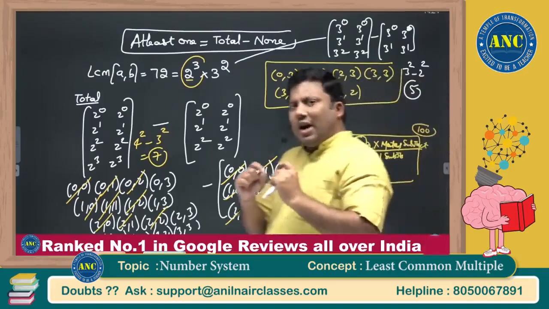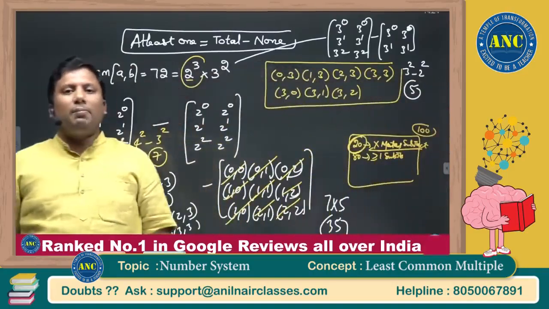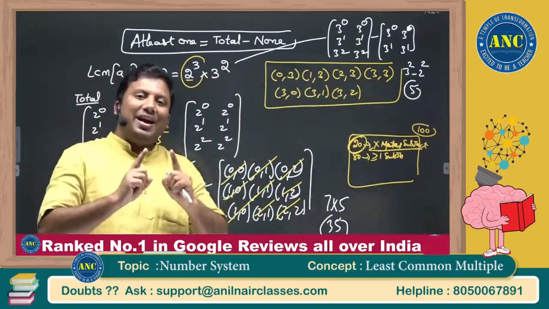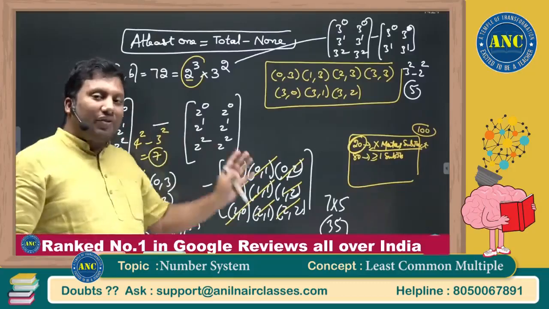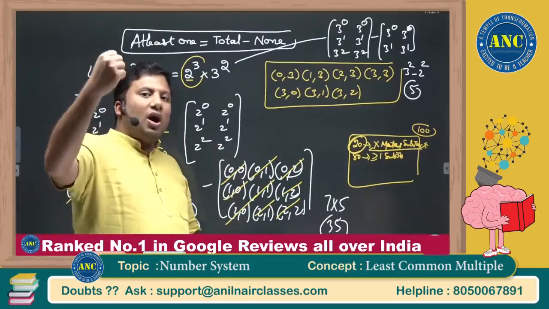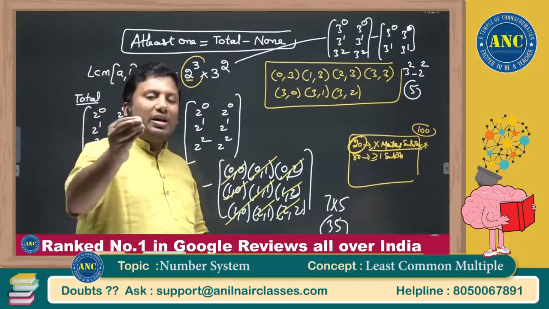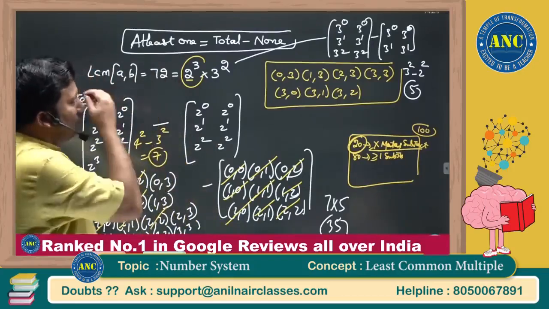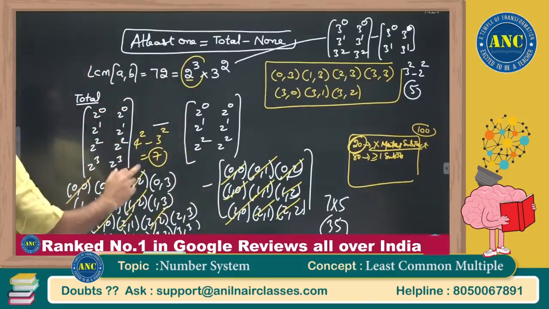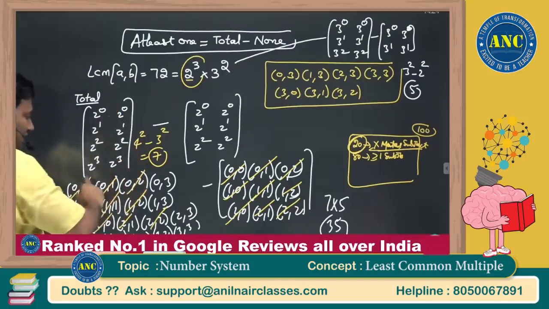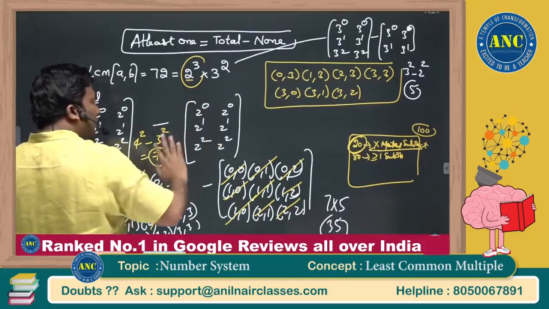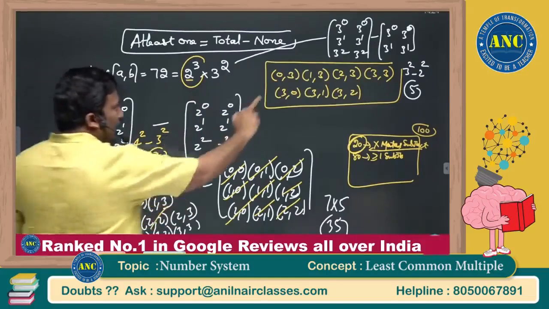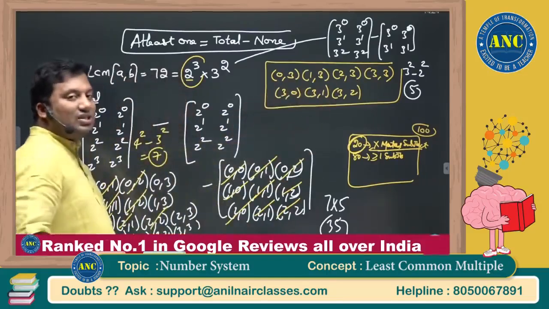With a simple understanding of total minus none, you will get the answer very easily. There are no cases. I will do at least 5 to 6 questions. Even the most complex CAT question will take less than 10 seconds for you to solve. Total minus none: the total cases, these are the 16 cases, minus not having 3, 3 square 9. If I subtract, I get every case which contains 3.